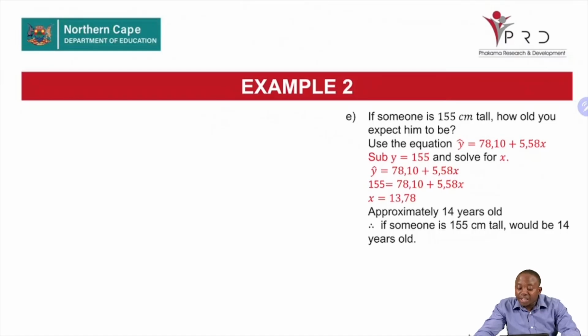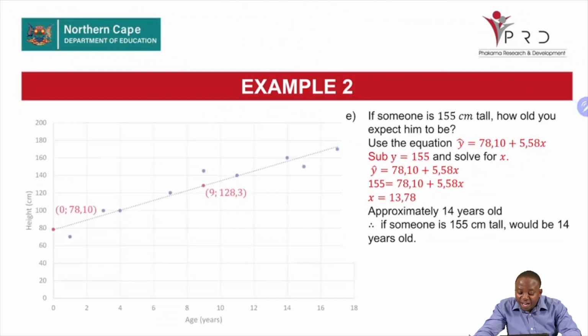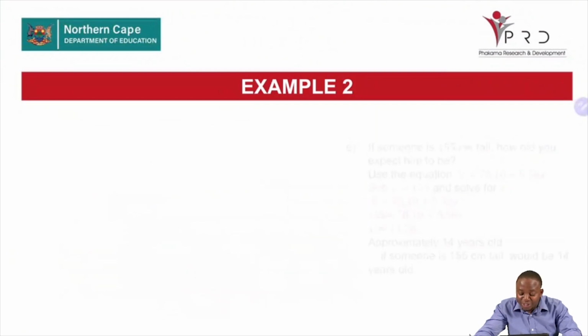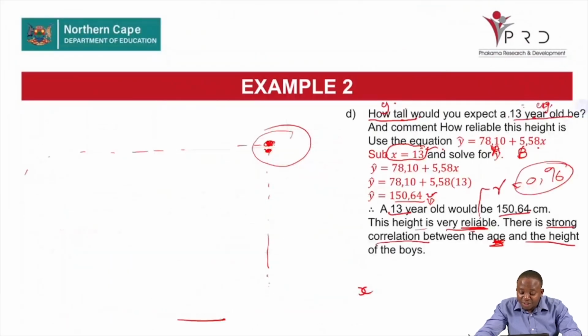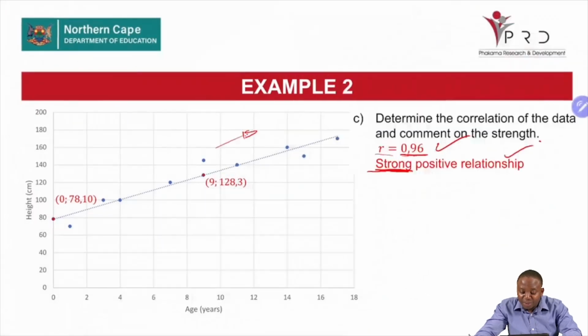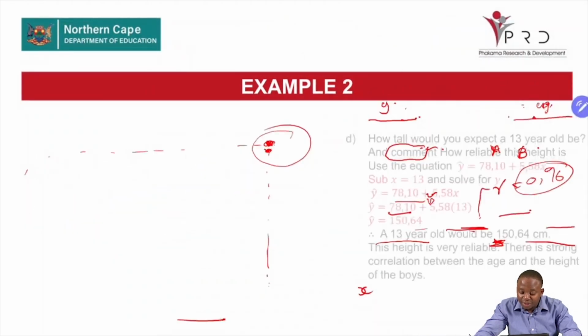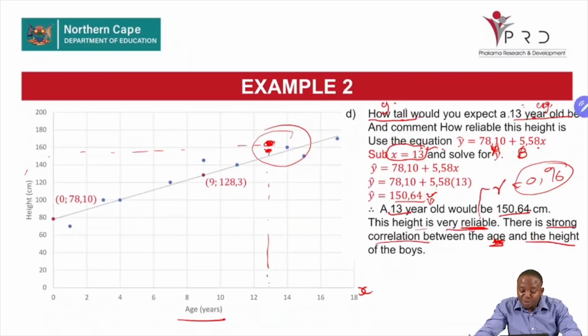If someone is 155 centimeters tall, how old do you expect them to be? Now, I want us to go back a bit to our table. Let me just go back to the table. Okay, it's fine. Let's just use the scatter plot. Right, now I want us to look at the scatter plot.